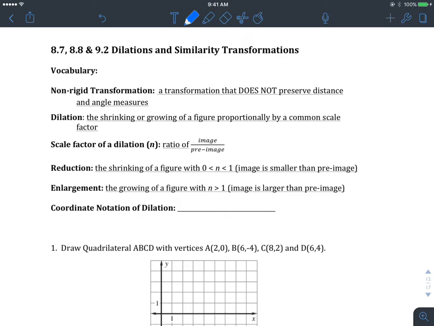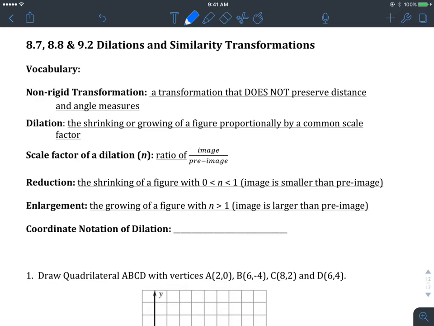All right, here's the last section. We got dilations and similarity transformations. So you got a couple of vocab words: non-rigid transformation, a transformation that does not preserve distance and angle measures. And the ones I will be talking about today are dilations.